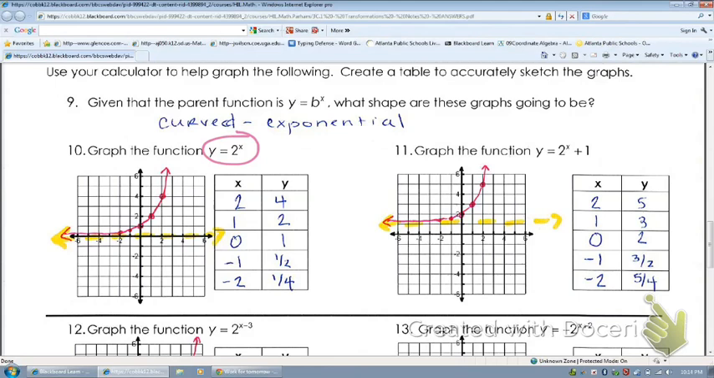If you're adding or subtracting a number to that parent function, like we're doing right here, we're shifting up by 1. Everything shifts up. Your asymptote shifts too. Now your asymptote becomes 1. You guys remember this from when we were graphing exponential functions, so it should not be a problem. And you see, we're actually using the same points. So we know we're shifting up. Let's move to the next one.